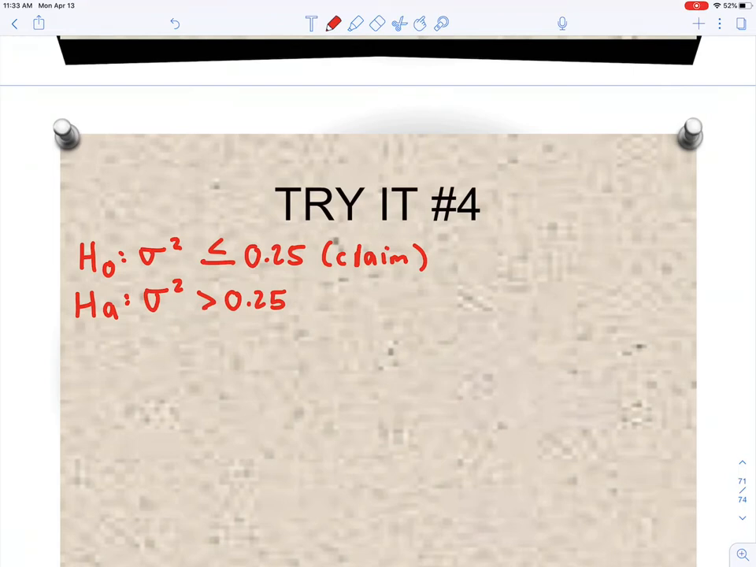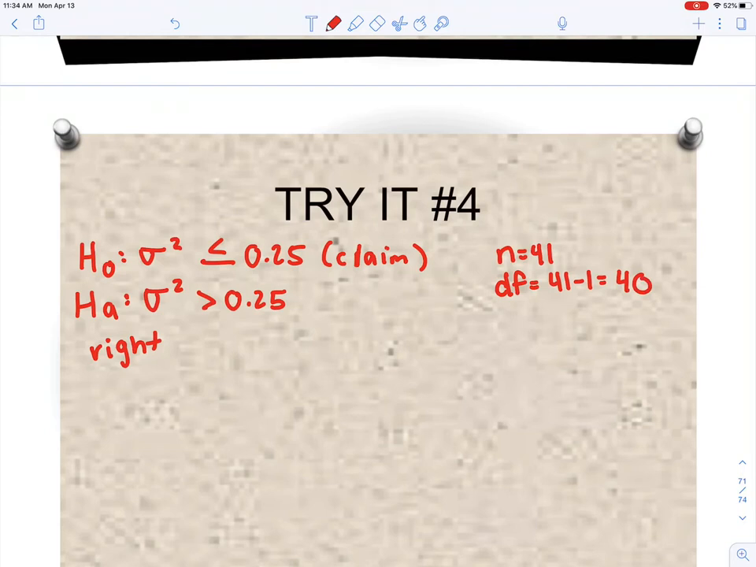Okay, since my H sub A is pointing to the right, I know this is going to be a right-tailed test. Keep reading. It says you suspect that this is wrong and you find a random sample of 41. So my n is 41, which would mean my degrees of freedom would be 41 minus 1, or 40.